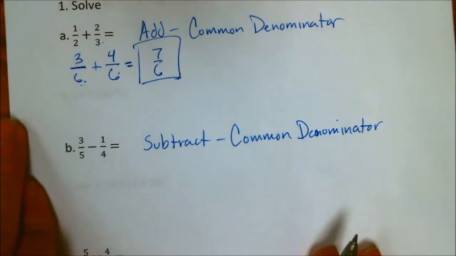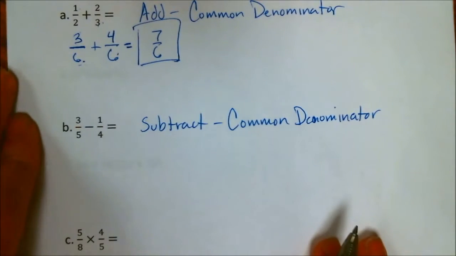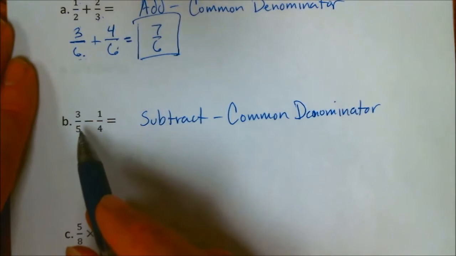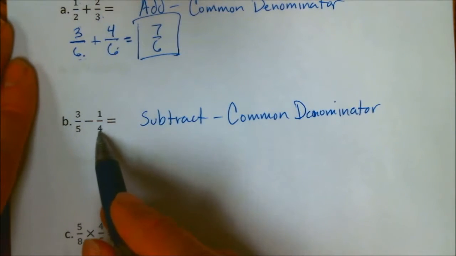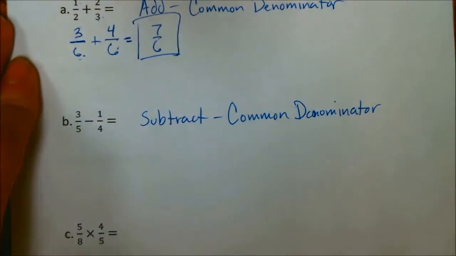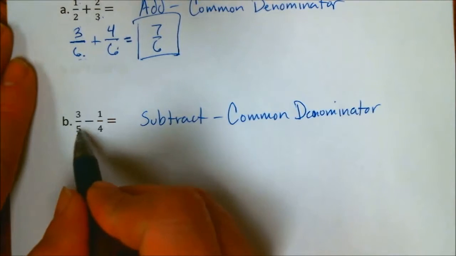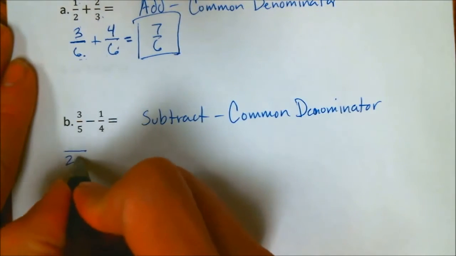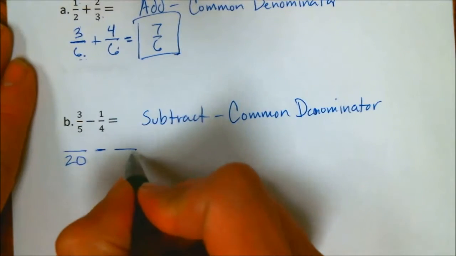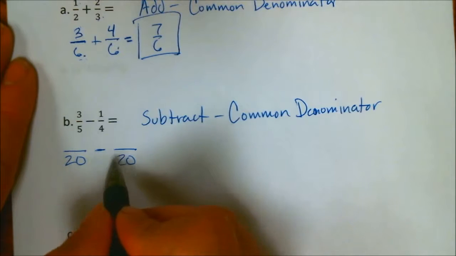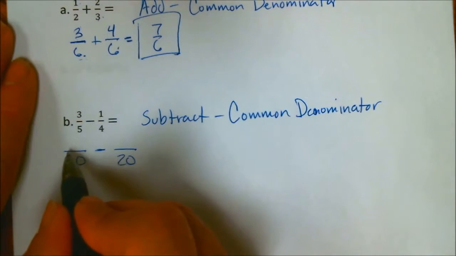Next problem is very much the same. Different numbers, but same concept. When I'm subtracting these two fractions, I need to find a common denominator, because like I said, subtraction is just like addition, only we're adding negative numbers. So a common denominator of 5 and 4 is 20. So I'm going to make my common denominator with my subtraction sign, and I get 20 minus 20. I don't know what these numbers are yet.